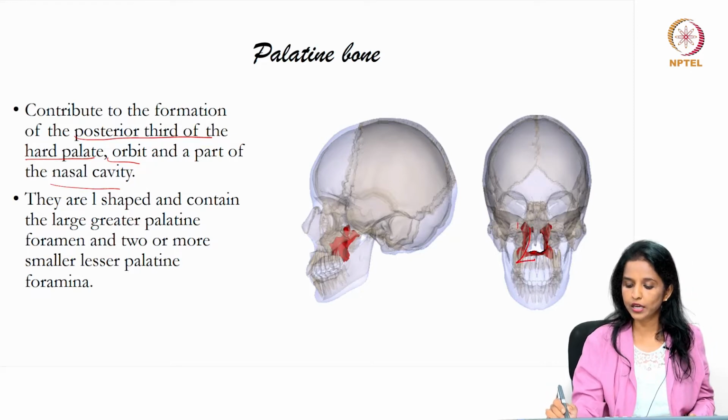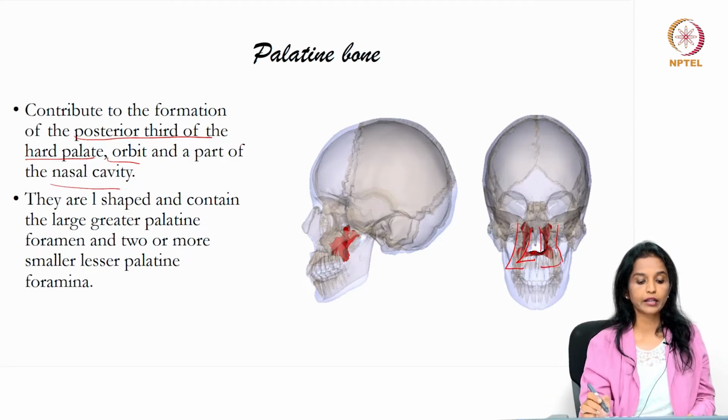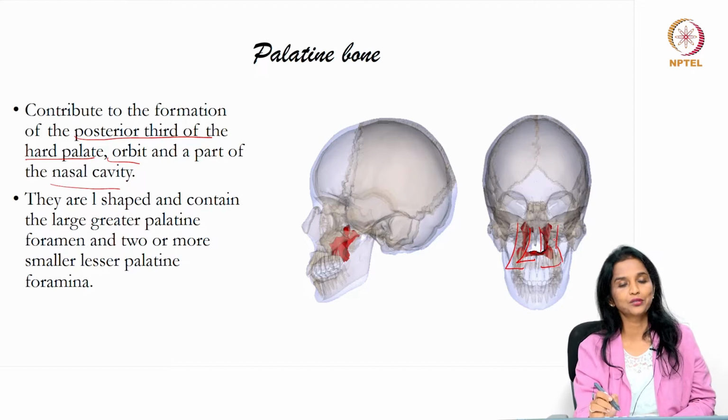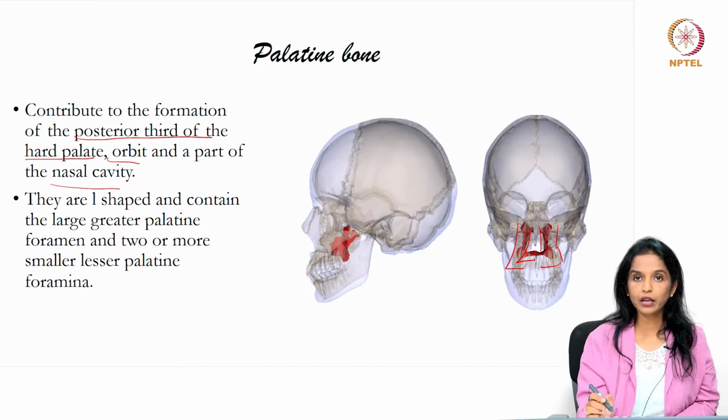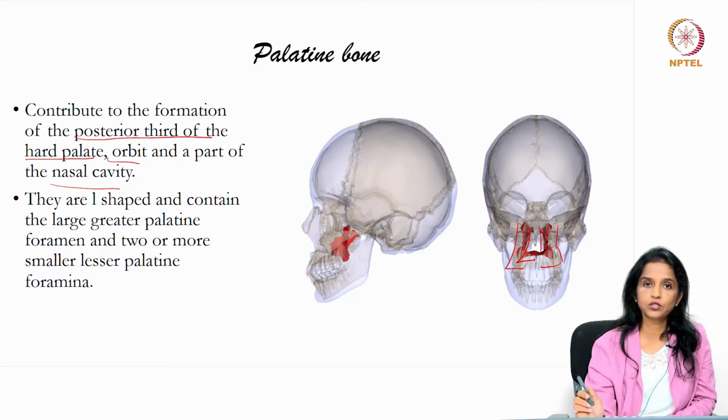palatine bone is actually L-shaped. You can see that it is L-shaped, and it contains the greater palatine foramen and 2 or more smaller lesser palatine foramina. Foramina are small holes which allow the exit of some nerves and blood vessels. So, foramina are nothing but small hole-like structures which allow the exit or entry of nerve fibers or blood vessels. Sometimes they are large enough to allow other larger structures as well.